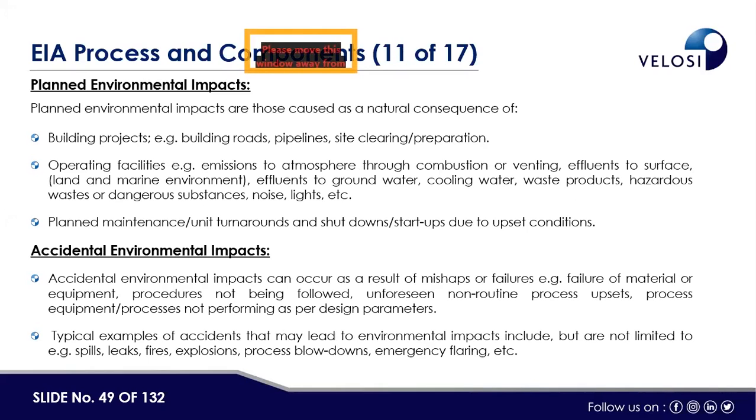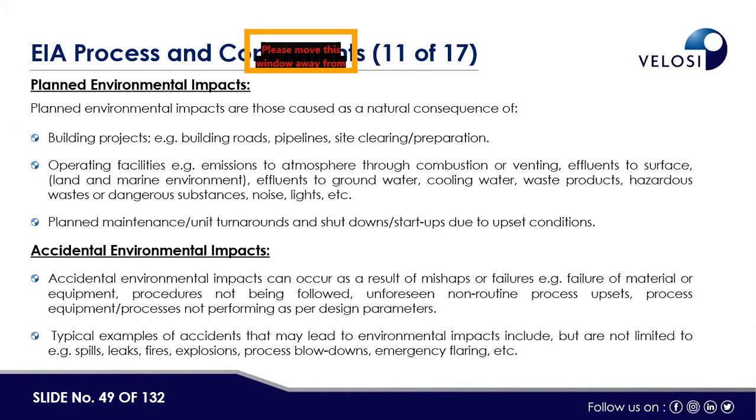So what is the planned environmental impact? Normally we have to consider two kinds of environmental impacts. One is the planned environmental impacts, and the second is accidental environmental impacts. The planned environmental impacts are those that are natural consequences: building projects, building roads, pipelines, site clearing, and preparation. All these are planned environmental impacts. Operating facilities, for example, emission to the atmosphere through combustion or venting, effluent to surface, land and marine environment, effluent to ground. Basically, the planned environmental impacts are impacts through the normal or planned activity.